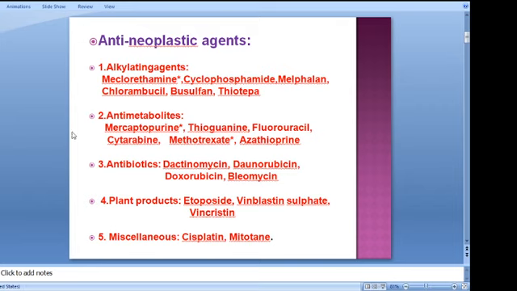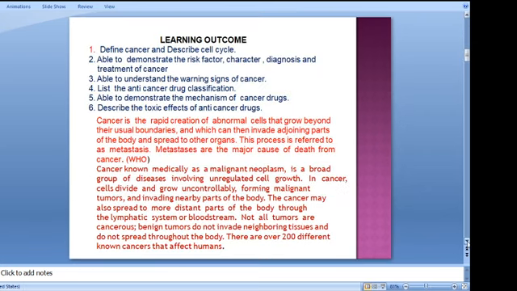Next, we are going to discuss the learning outcomes, that is, why we are studying all these things. The learning outcomes are: to define cancer and describe the cell cycle; to demonstrate the risk factors, characteristics, diagnosis, and treatment of cancer; to understand the warning signs of cancer; to list anti-cancer drugs with their classification, mechanism, and synthesis; to demonstrate the mechanism of anti-cancer drugs; and to describe the toxic effects of anti-cancer drugs. So these are the reasons we have to study these chapters.